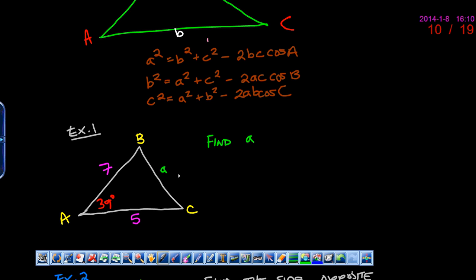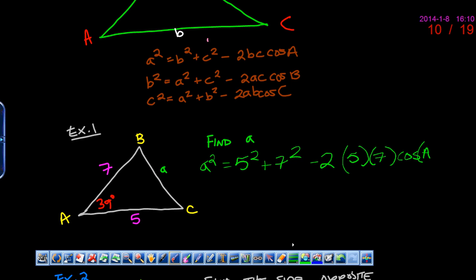They want us to find A, so we're finding this side, so we could probably use this top equation right here. So I don't know what A squared is. I know B squared is going to be 5 squared. 7 squared is C squared. Minus 2 times my B is 5, my C is 7, and then I have cosine of A. We know what A is, it's 39.